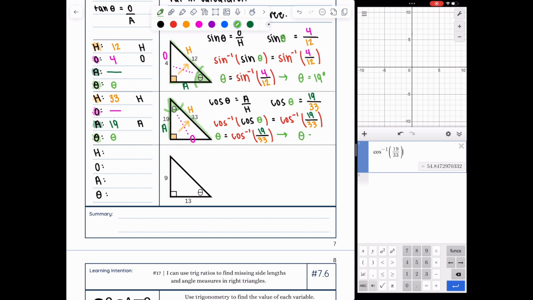We're doing angles here, so we're rounding to the nearest whole degree. 54.8, pretty close to 55. So I'm going to go ahead and call that theta is equal to 55 degrees. That's example 2.